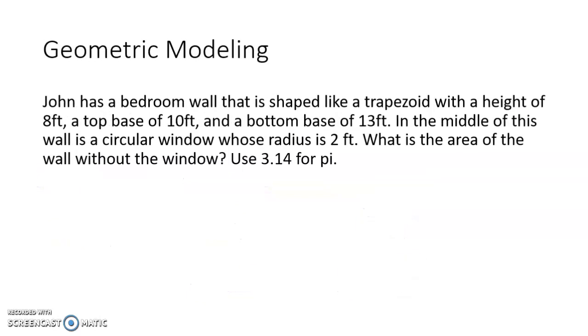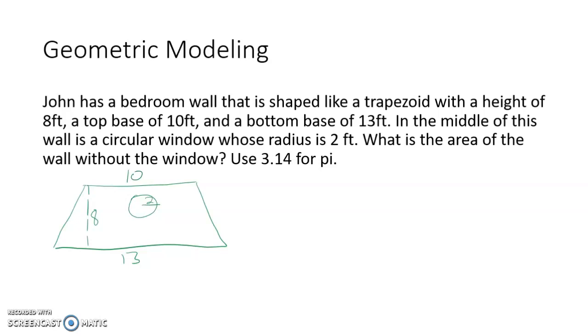So this is an example of geometric modeling. We've got a bedroom wall that is shaped like a trapezoid. So I'm just going to draw that. And it says that our height is 8, one base is 10, bottom base is 13. And then we've got a circular window, and the radius is 2. So what we need to do is we need to find the area of the trapezoid and the area of the window.